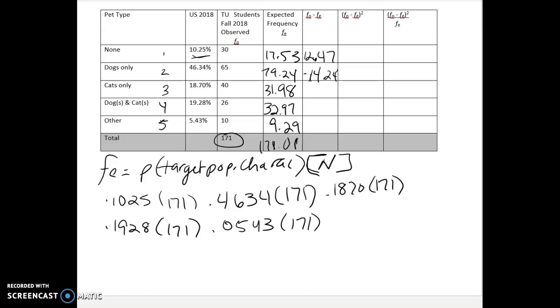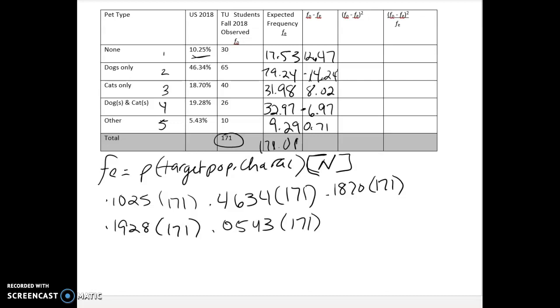14.24. Sorry, decimal point there. And then we're going to do 40 minus 31.98, and that's going to give us a difference of 8.02. And then we're going to do 26 minus 32.97, and that's going to give us a difference of negative 6.97. And then finally, we're going to subtract 9.29 from 10, and that's going to give us a difference of 0.71.